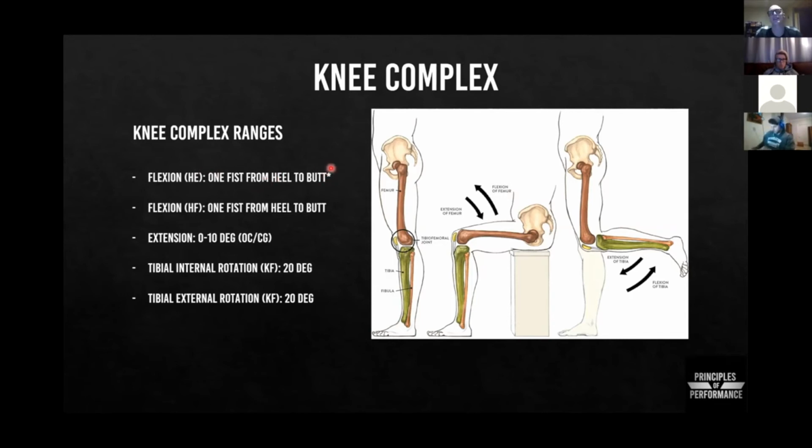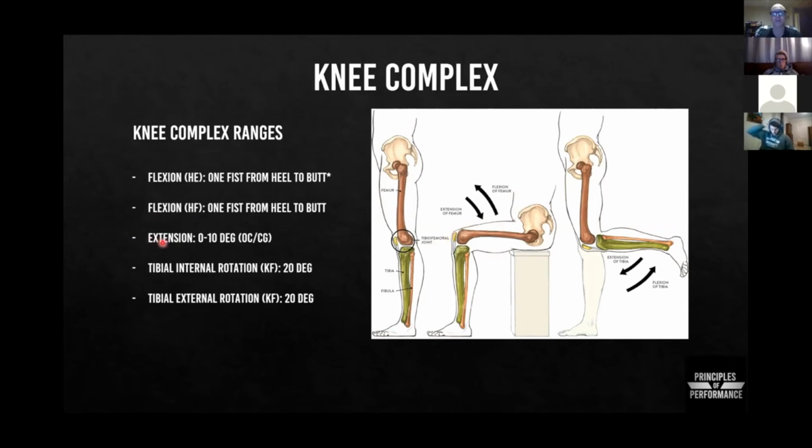The reason this is so hard to measure is because thigh muscle or thigh bulk can inhibit somebody's ability to access knee flexion, but it doesn't make their ability to access a pattern bad, because the movement will occur with muscles rather than trying to move around muscles that are just bulky. The same thing with knee flexion in a hip flexed position, one fist from heel to butt. All we are trying to do with flexion is typically assess the quality of tissue across the knee and the hip. So we're looking at anterior tissue quality.